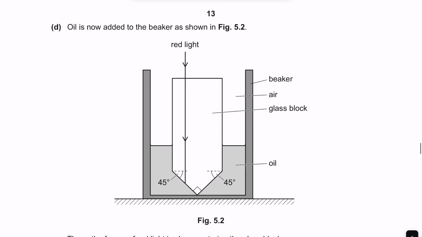Next part of the question says, oil is now added to the beaker as shown in figure 5.2, and the path of a ray of red light is shown entering the glass block.